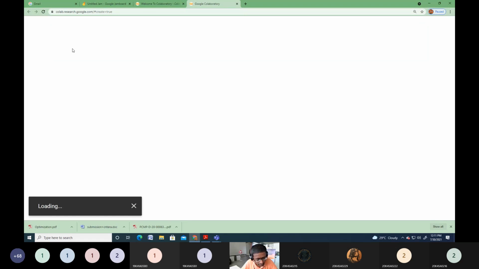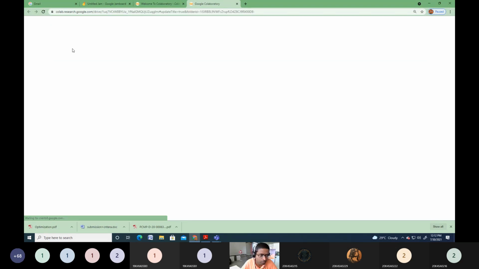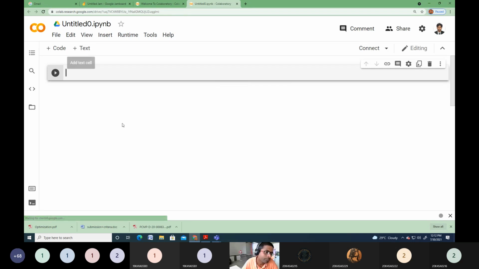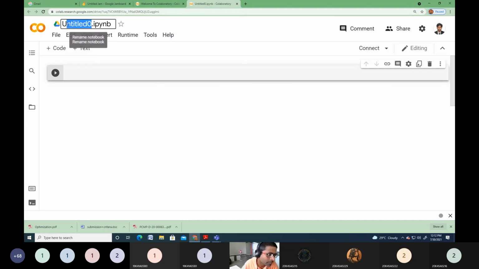Now it will open a Python Jupyter notebook. In that Jupyter notebook, you can write your coding. You can give some name, like linear optimization. This is the name of the Jupyter notebook file, linear optimization. Now I want to start the implementation of this problem.